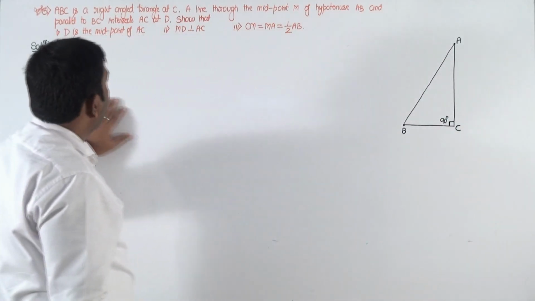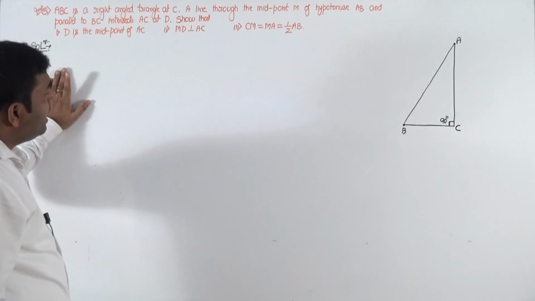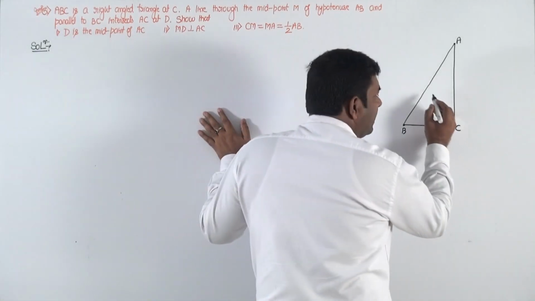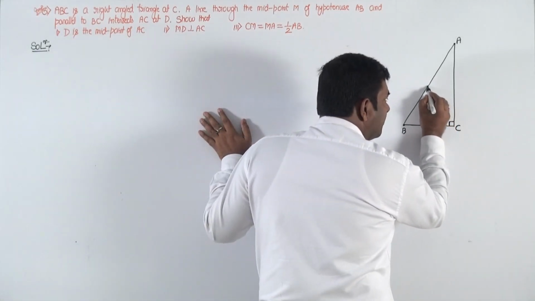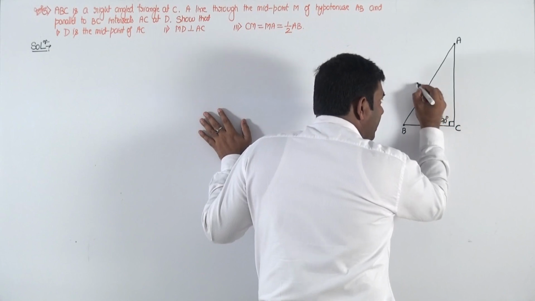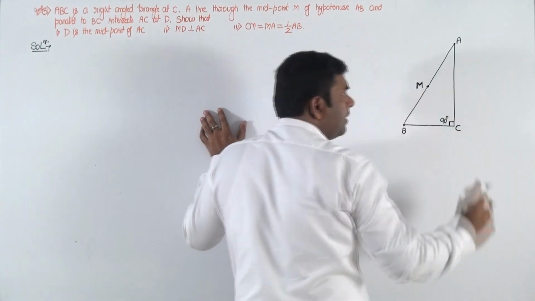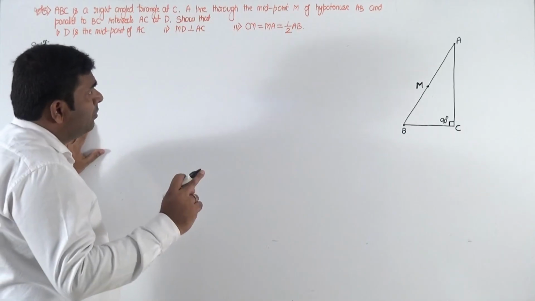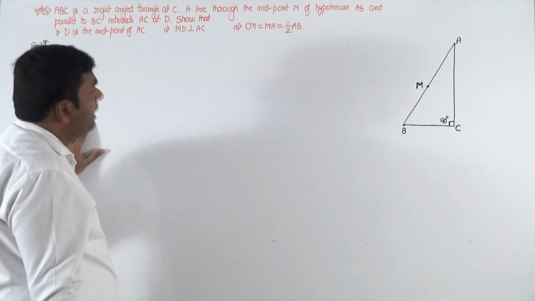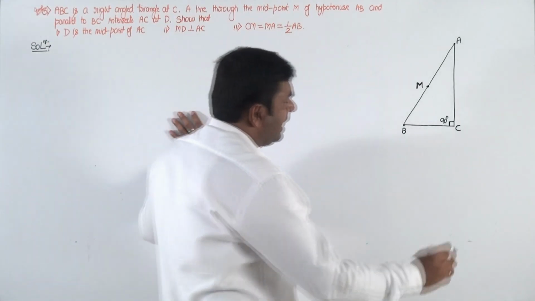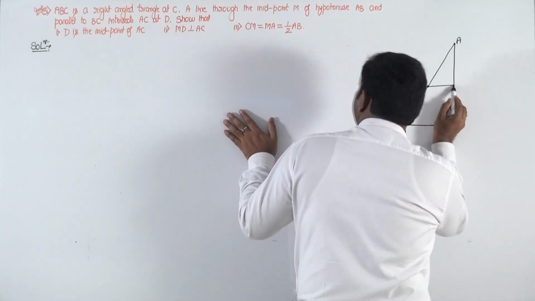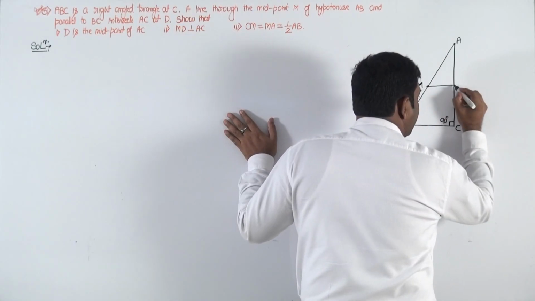ABC is a right angle triangle at C. A line through the midpoint M of hypotenuse AB. It means M is the midpoint of hypotenuse AB. M is here somewhere. A line through the midpoint M of hypotenuse AB and parallel to BC. यहाँ से एक लाइन हमने ड्रॉ किया है ऐसा, parallel to BC. Intersects AC at D.